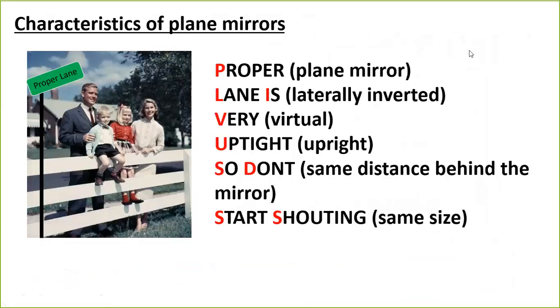All right. So characteristics of plane mirrors. There are a lot we have to remember. So here's how we can make remembering them a little bit easier. I want you to remember the sentence: Proper lane is very uptight, so don't start shouting. I want you to say it to yourself 5 times over and over. You don't have to turn on your mic to do this. I just want you to do it.